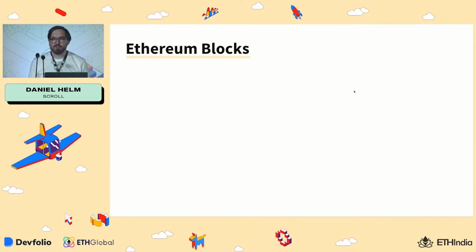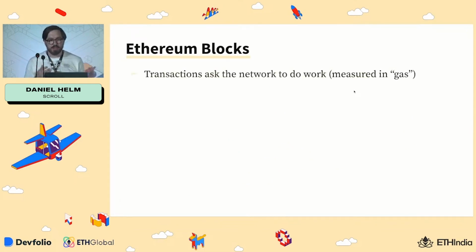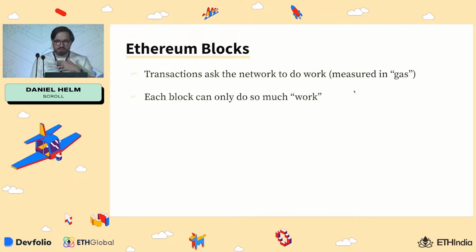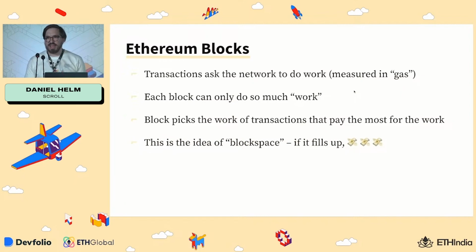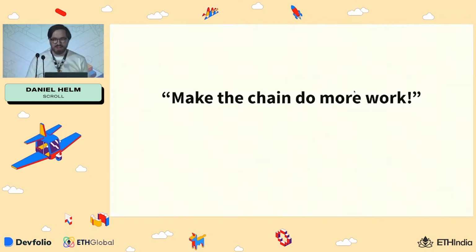What's happening here? Well, if you're unfamiliar, we have this idea of an Ethereum block, and what we're doing is we're sending a transaction, and we're asking the network to do some work, and that's measured in gas. Each block can only do so much of this work, and so the block, or the person creating the block, is going to pick those transactions that are going to pay them the most to do that work. We're paying the highest gas price. And this is the idea of block space, and once that block space fills up, once a block is full, it becomes an auction and the price goes up, right? A lot of hand waving here, but that's the general sense.